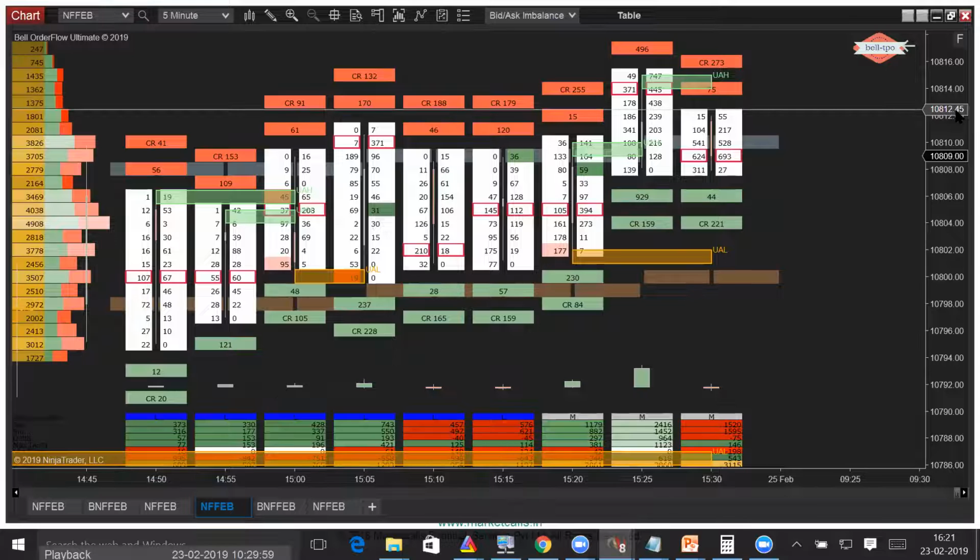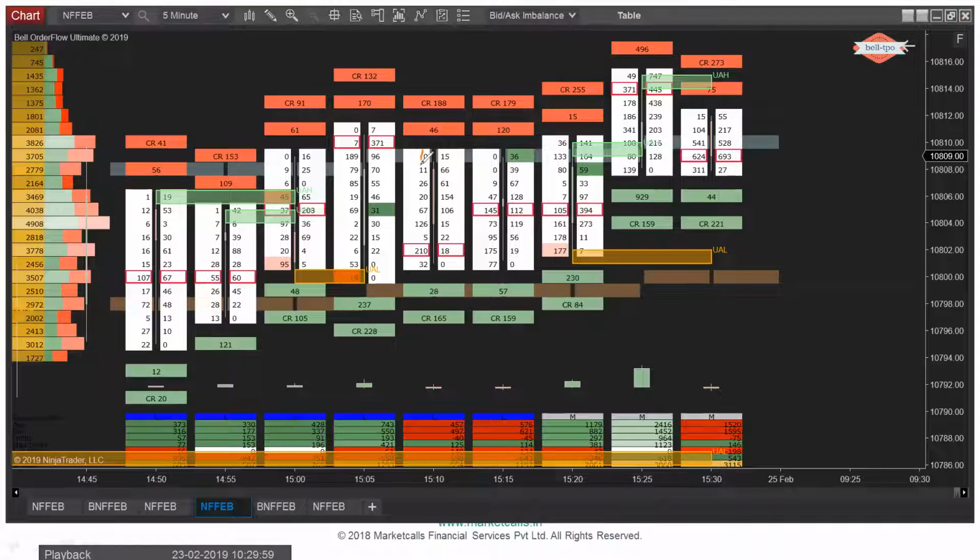First we'll try to understand what unfinished business is. If you look into most of the candles, you'll see a zero on the left-hand side, on the sell side, and a zero on the buy side. Most of the levels have zeros coming on both sides.